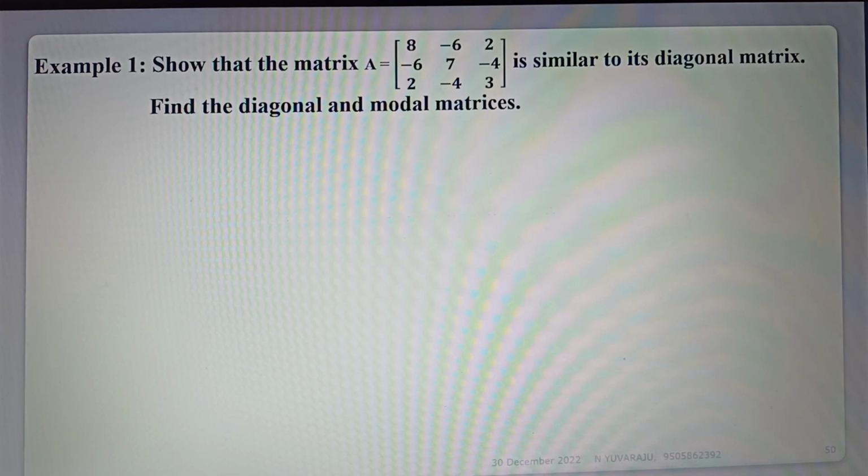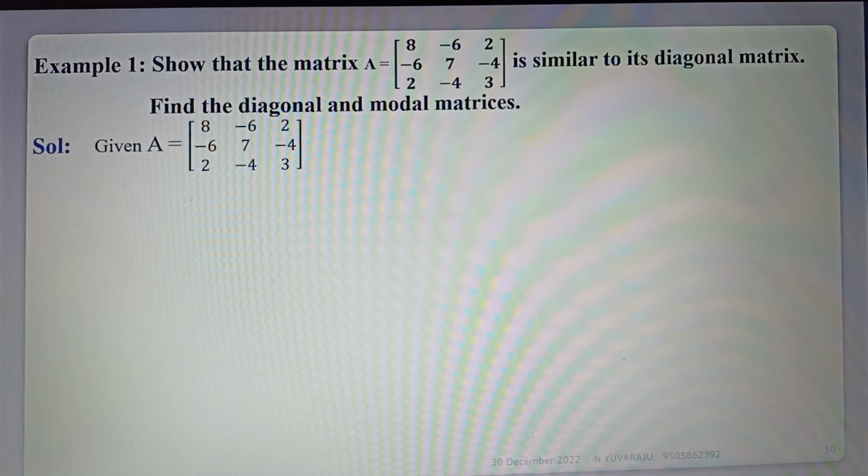Okay, see the example here. Show that the given matrix is similar to a diagonal matrix. Find the diagonal and modal matrices. So there is a given matrix A. First of all, finding the eigenvalues.